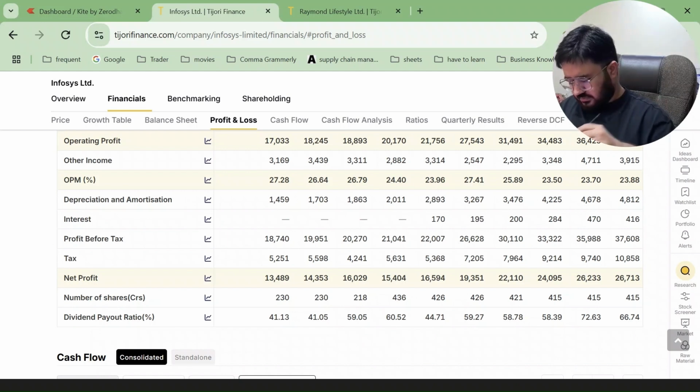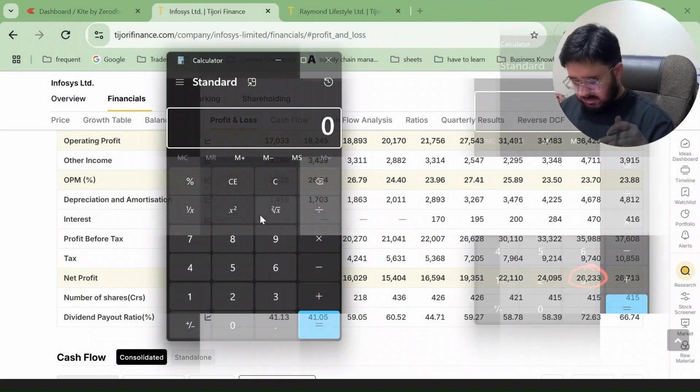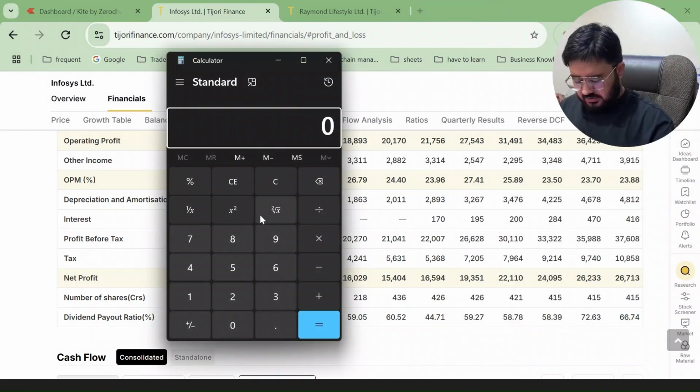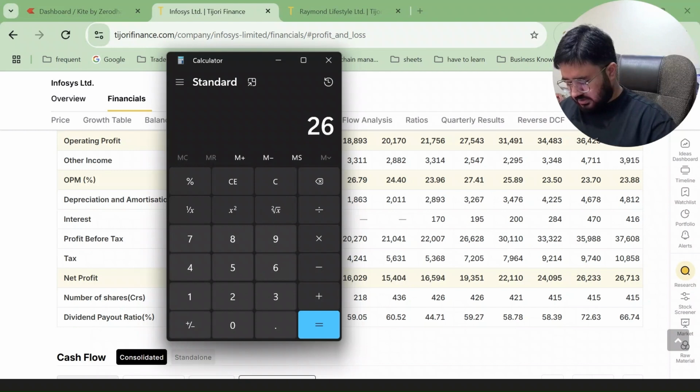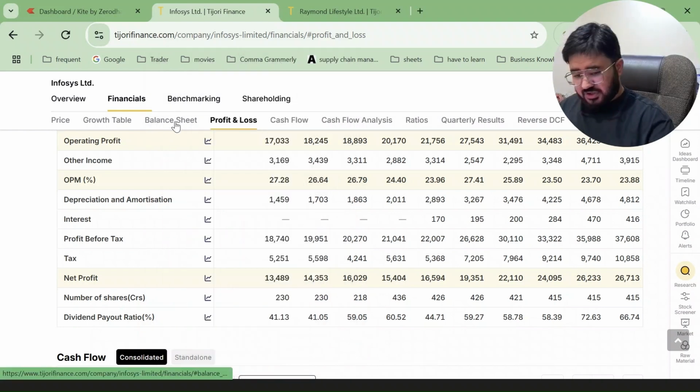Over here, it's net profit. What is net profit? It is 26,233. Let's just quickly put it in the calculator. 26,233 divided by shareholders funds.